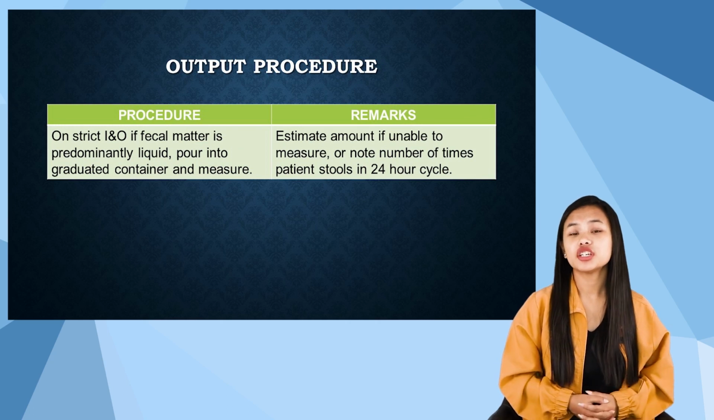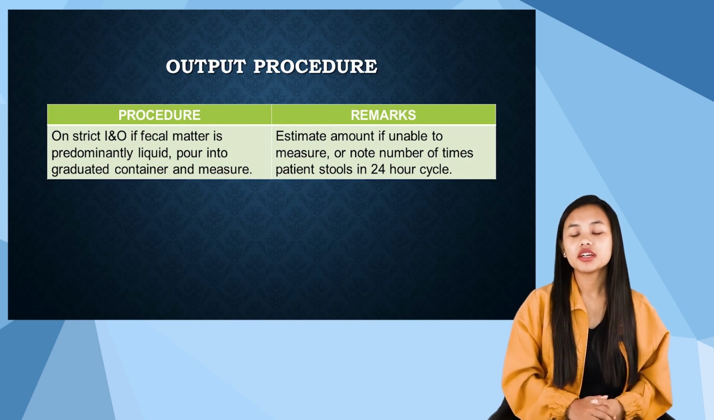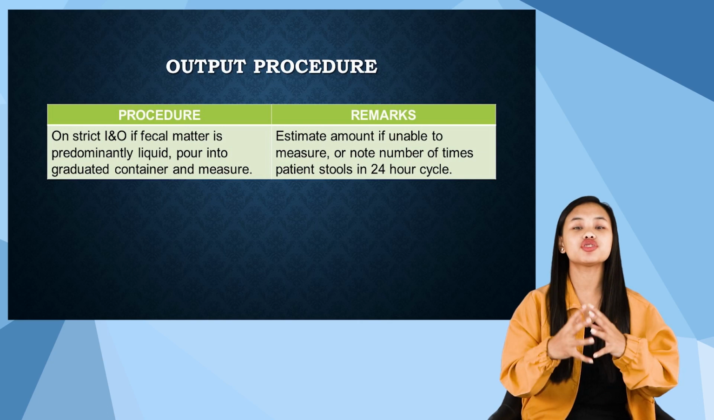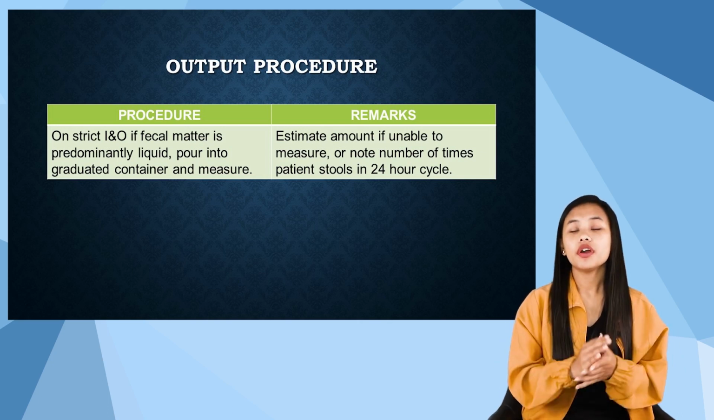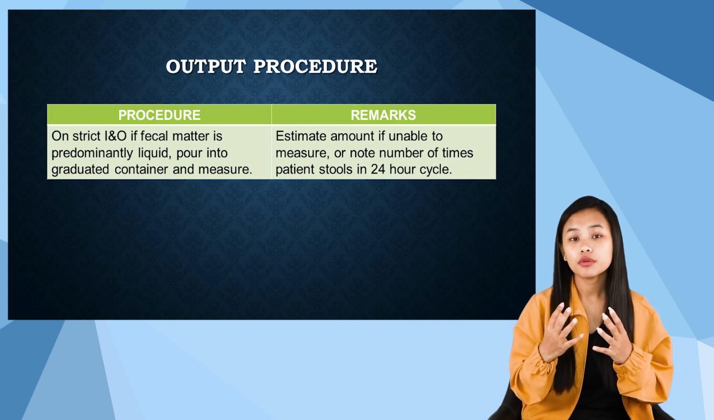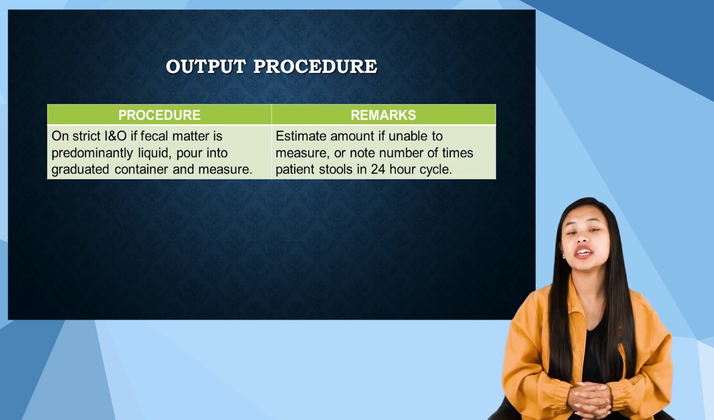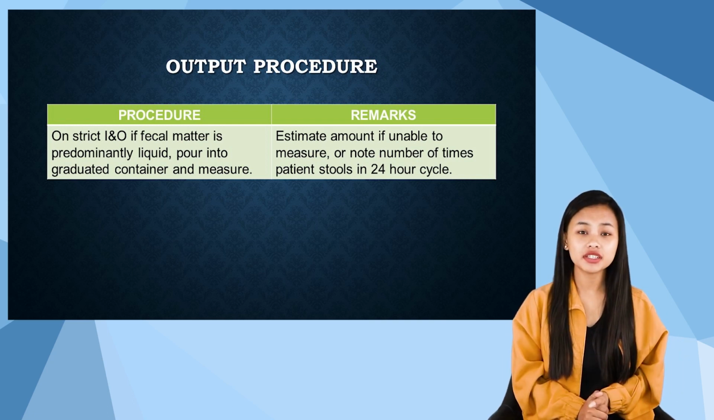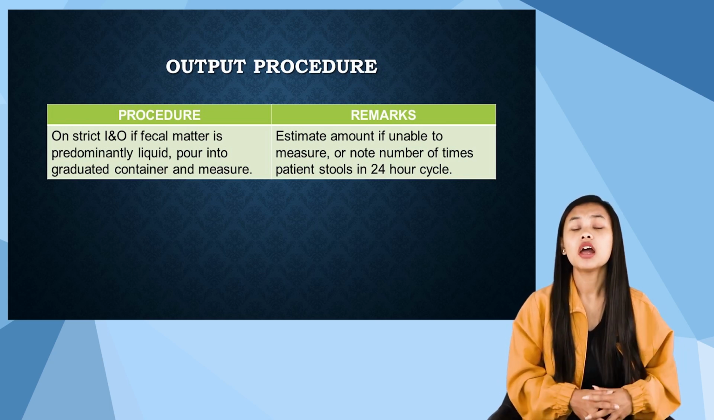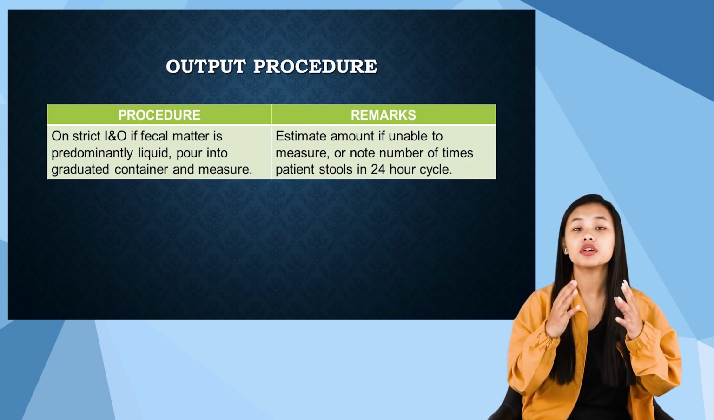And if the patient is on strict input and output, and if their fecal matter is predominantly liquid, then we can pour it into the graduated measuring cup to measure it. However, if we are not able to measure it, then we must estimate the amount, or at least know the number of times the patient has passed stools in 24 hours. And if it is more than one bowel movement per hour, then we must make sure that we document the frequency as well as the number of times per hour.